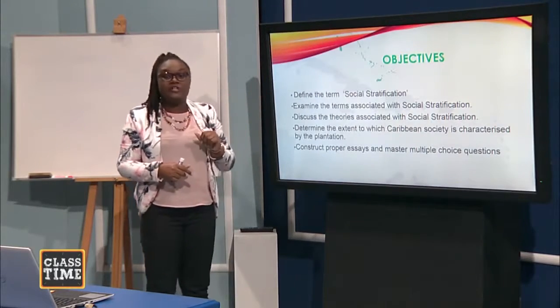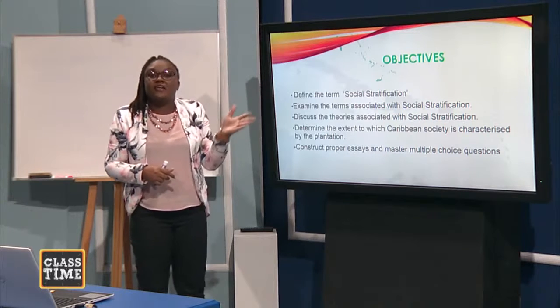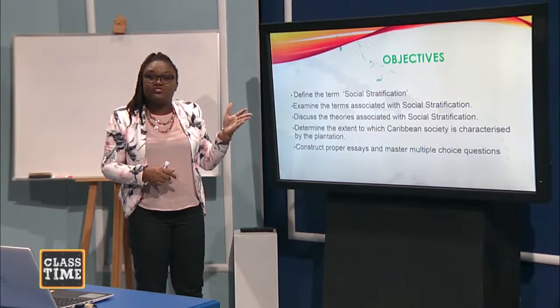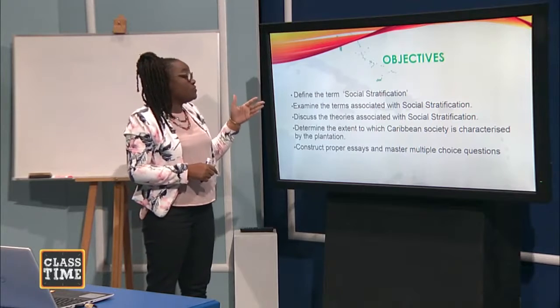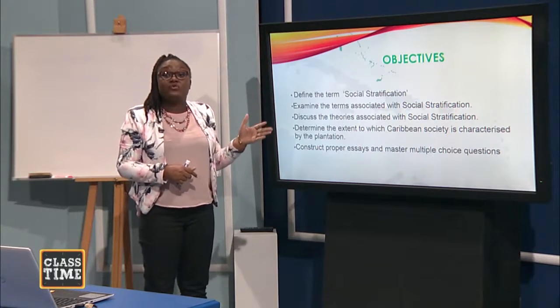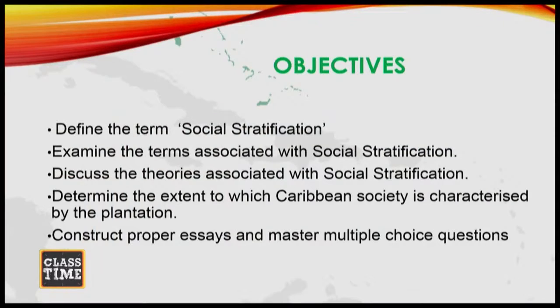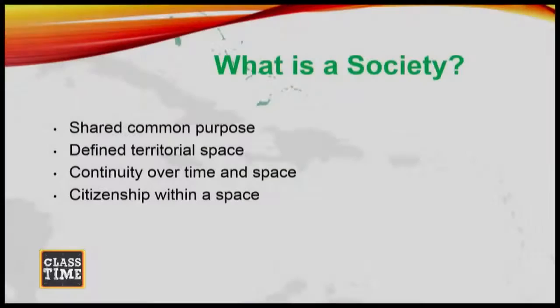What are our objectives? We want to say what we mean by social stratification. We want to examine the terms associated with social stratification. We want to discuss the theories. We want to determine the extent to which Caribbean society is characterized by the plantation, as we will discuss later. And then, at the very end, we want to learn how to construct proper essays and master multiple choice questions. Let's get right into it.